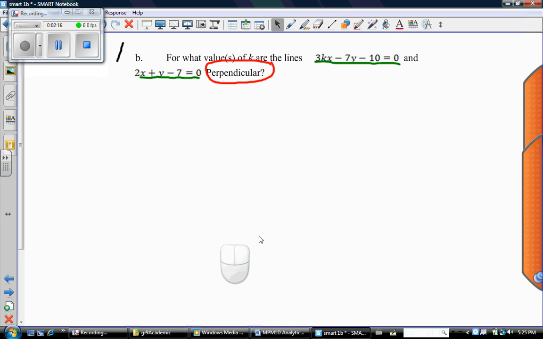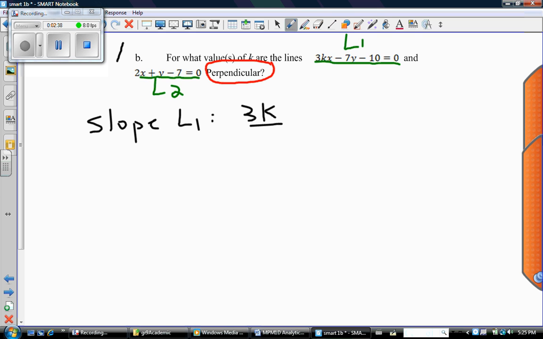So let's look back at the question. We know again that this is a question that has to do with slopes. So let's talk about slopes. Here's line 1, here's line 2, and again in question 1a we found both those slopes. So the slope of line 1 we know was 3k/7. And the slope of line 2 was -2.